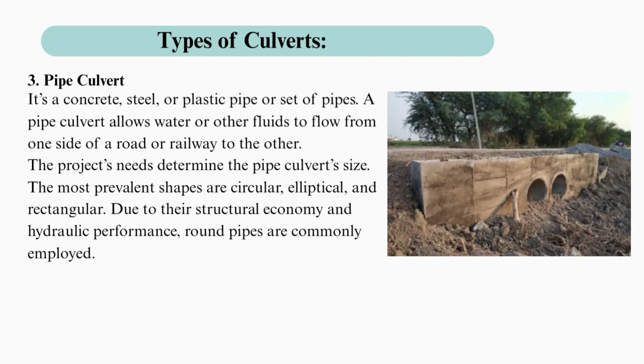The next type of culvert is a pipe culvert. It is made up of concrete, steel, or plastic pipes or a set of pipes. A pipe culvert allows water or other fluid to flow from one side of the road or the railway to the other. The project determines the pipe culvert size. The most prevalent shapes are circular, elliptical, and rectangular. Due to their structural economy and hydraulic performance, round pipes are commonly employed.